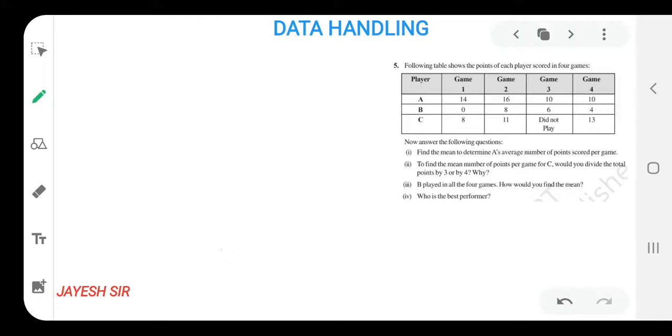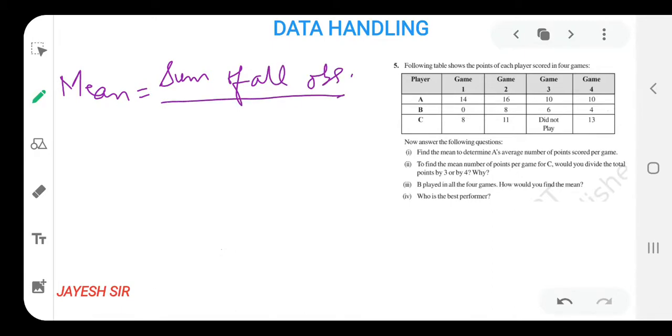First sum, find the mean. After listening to mean, one thing comes to my mind: mean equals the sum of all observations upon the total number of observations. After writing this formula, I am ready to solve the sum. Find the mean to determine the average number of points scored per game.